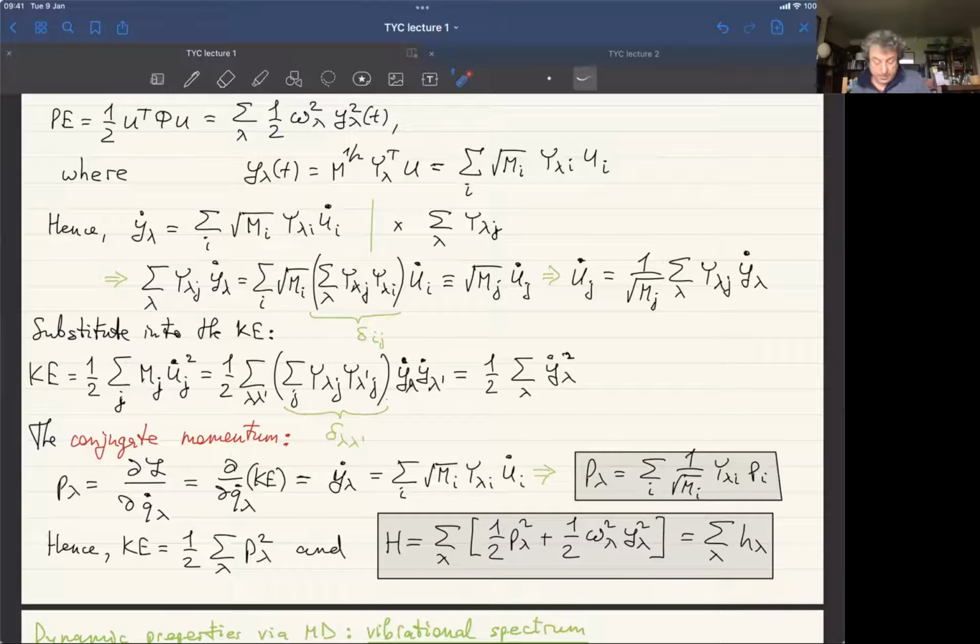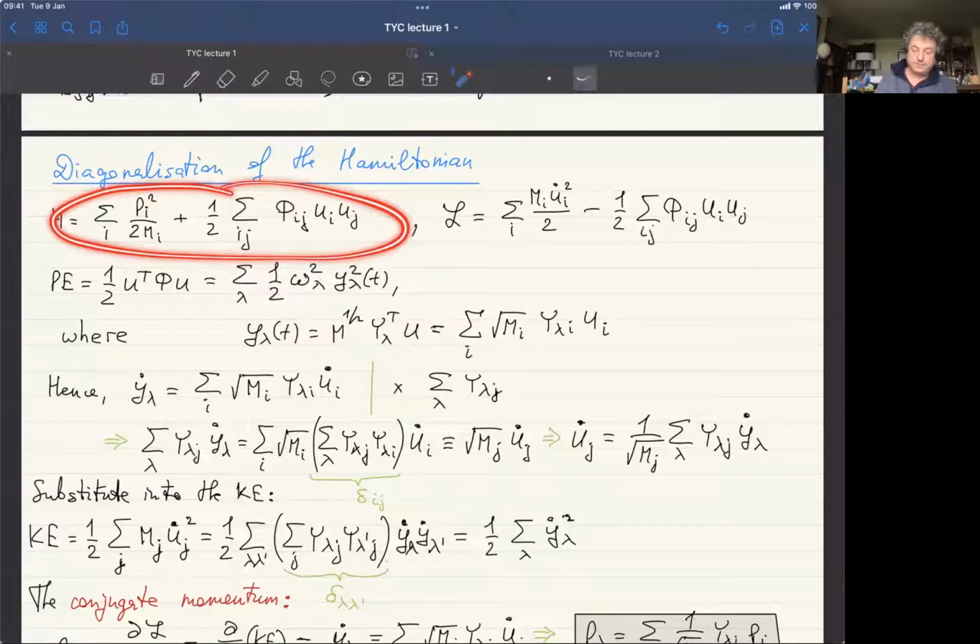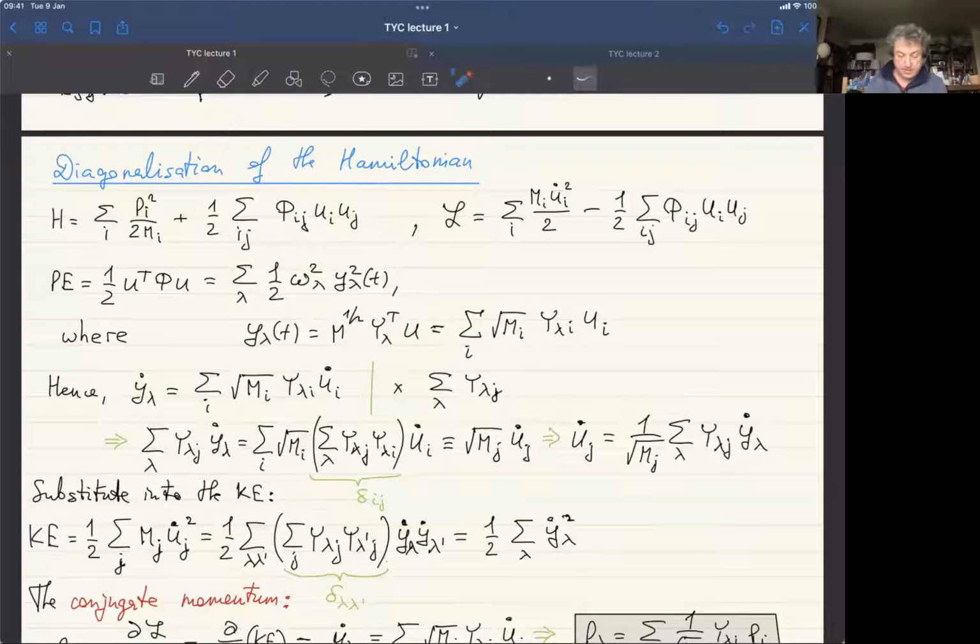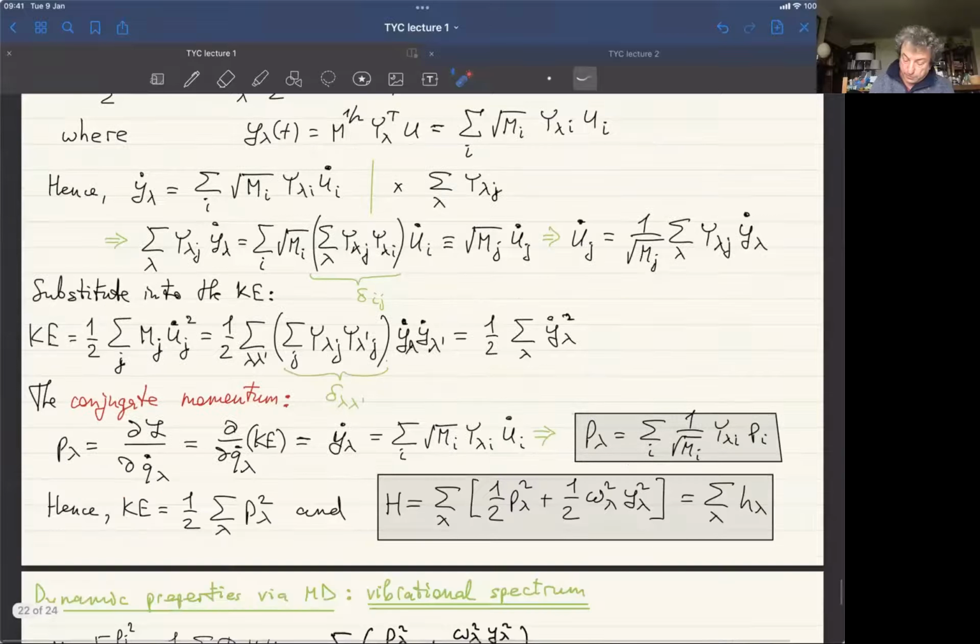In this expression, you can recognize that the Hamiltonian is the sum of independent Hamiltonians for each normal mode. So there are no cross terms anymore. This quadratic form of displacements and momenta is completely diagonalized. So our Hamiltonian in terms of normal modes is the sum of the Hamiltonians. We call them little h lambda.